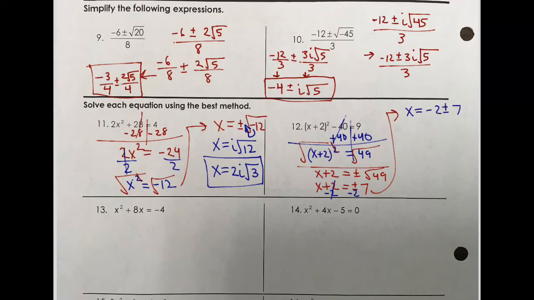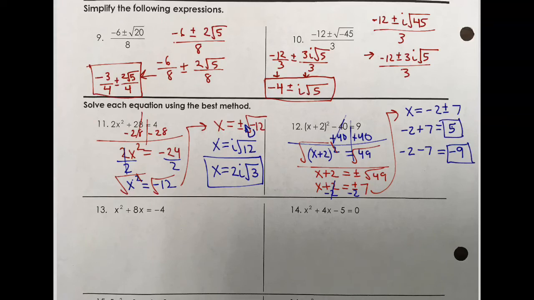Again, you have two regular numbers on each side of the plus or minus, so that's negative 2 plus 7 and negative 2 minus 7. That's equal to 5, and that's equal to negative 9. So x is equal to negative 9, x is equal to 5.